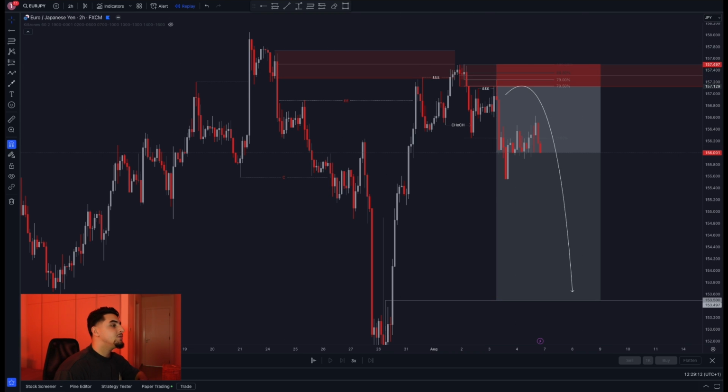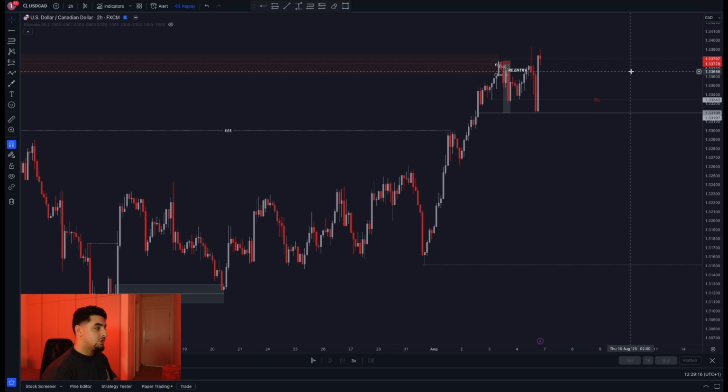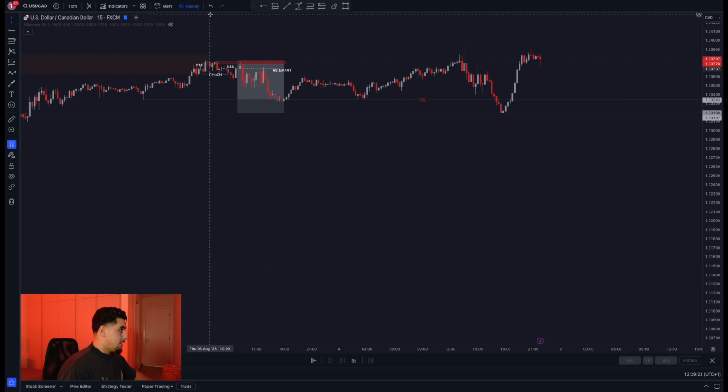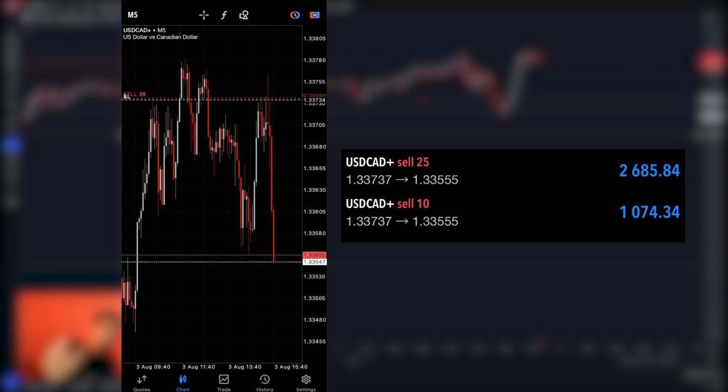Cool. Now, let's move on to USD CAD. USD CAD is a trade that I took also last week. Very, very clean. This was taken off of the 15 minutes. But I'll show you guys why I got taken out at break even. Now, if I hadn't managed the trade so poorly, I would have actually come out at a 1 to 10. I'll show you guys the entry now.